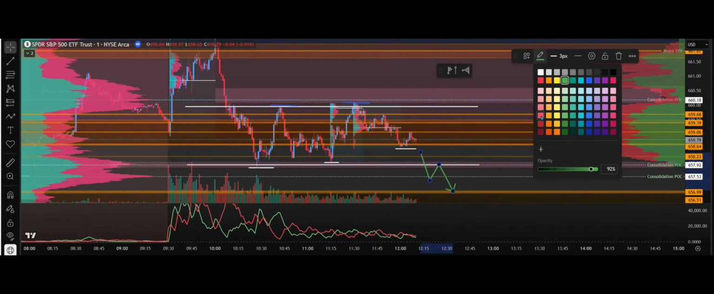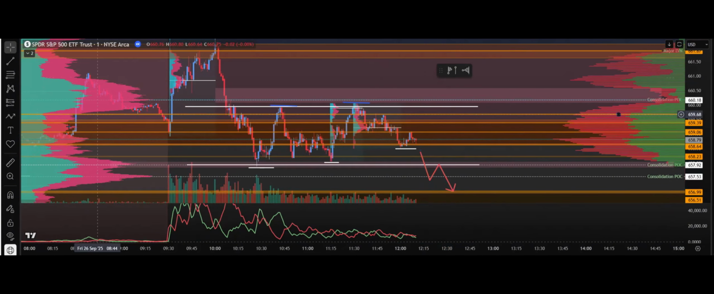And just for accuracy, let's make it red. Until you see that, assume either this or this is going to happen. So assume that is going to happen until price proves you otherwise, because it already has started showing that buyers are starting to take over the price action.